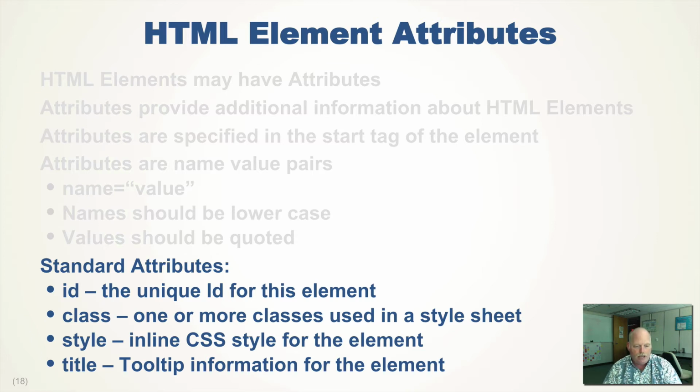The class attribute is a string that has one or more classes that is used by style sheets to help the browser render that element. Style is an inline cascading style sheet for the element. So you can actually change the style of an individual element inline in the style attribute. You can do that in the beginning of the tag. And a title attribute is tooltip information, so if you hover your mouse over the element, the title will be popped up in a tooltip. Nice, handy, helper tool, so you can provide tooltips and help for your web page.